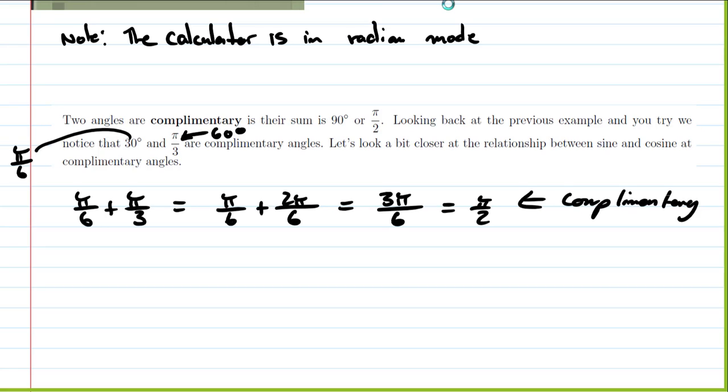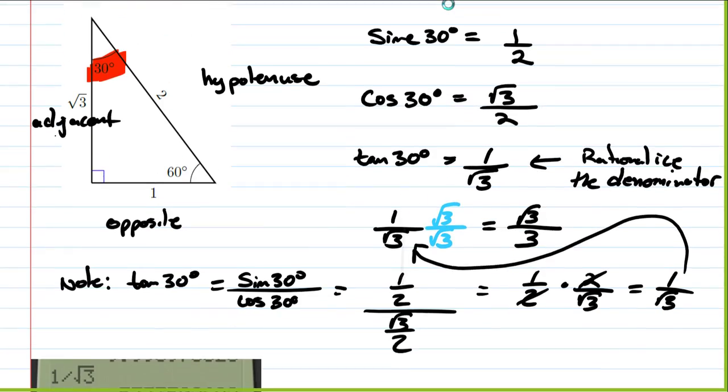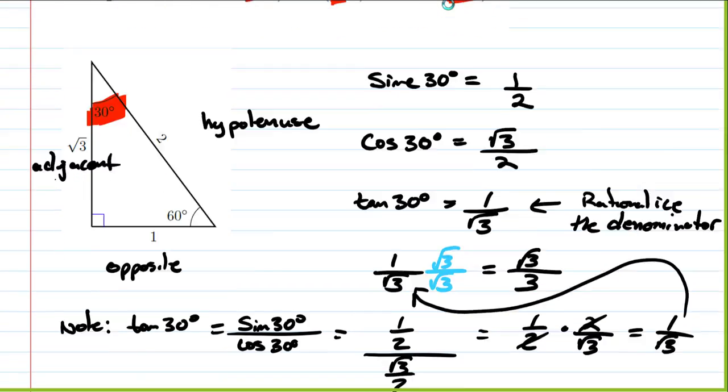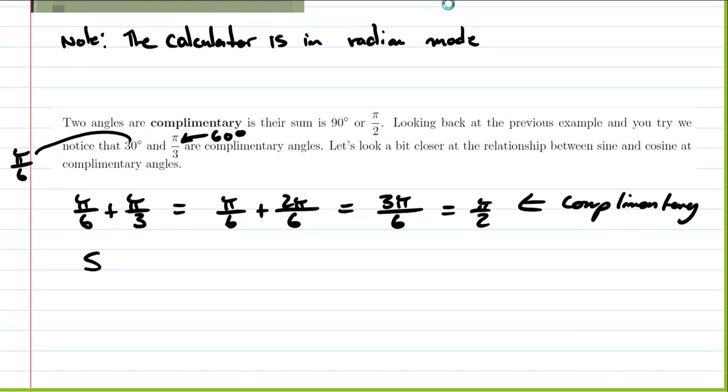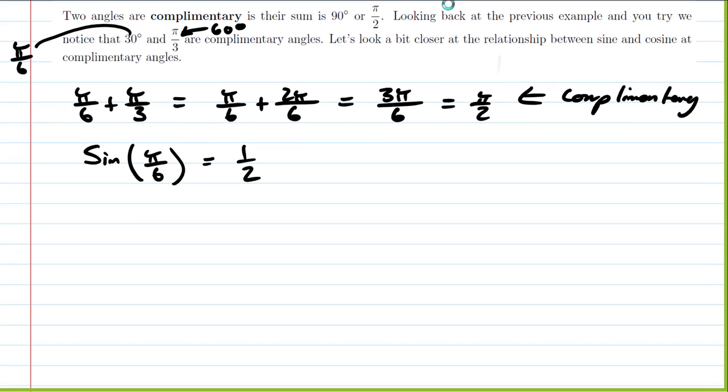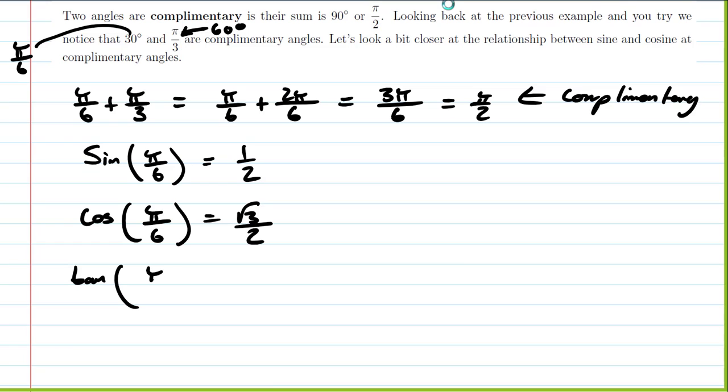So two angles are complementary if they add up to a right angle or 90 degrees. Well, let's look at each of these. So I'm going to convert my 30 degrees to pi over 6, and we had that the sine of 30 degrees, or pi over 6, was 1/2. We had the cosine of pi over 6 was root 3 over 2, and we had the tangent of pi over 6 was 1 over the square root of 3, which is the same as the square root of 3 over 3.